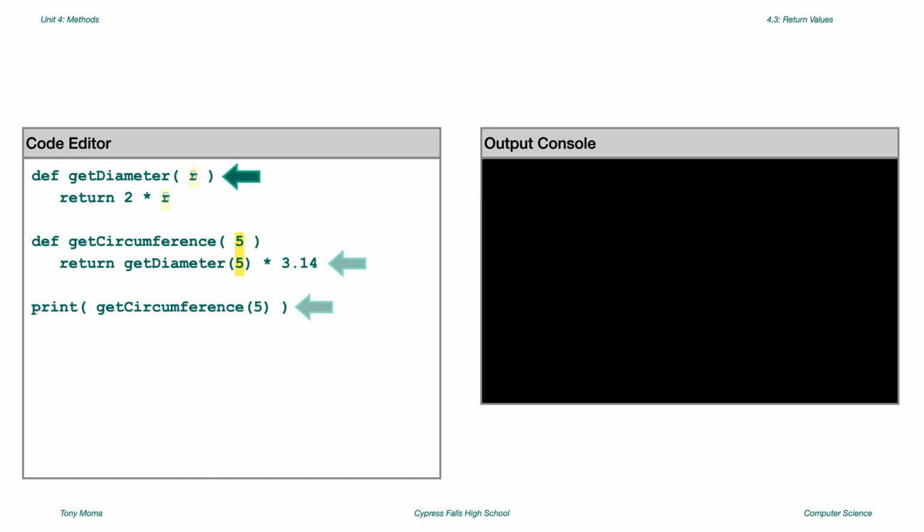r gets replaced with 5. We then go to the first line of the getDiameter method. See that in this case, it's going to return 2 times 5, which is 10. So when we return to the getCircumference method, the call to getDiameter gets replaced with 10. So now we'll be returning the result of multiplying 10 times 3.14, which gives us 31.4. So now the Python interpreter will return back to the initial call to getCircumference, and that call gets replaced with 31.4, which subsequently gets printed out to the output console.